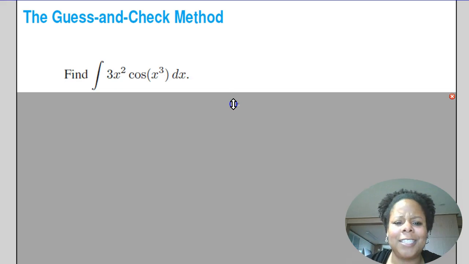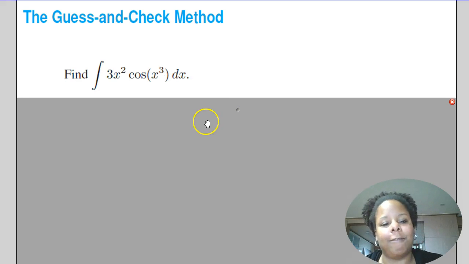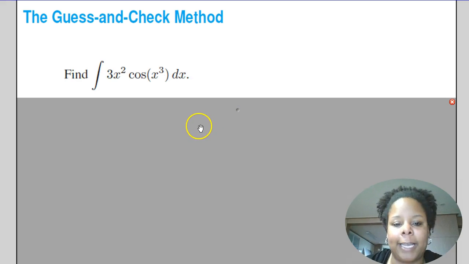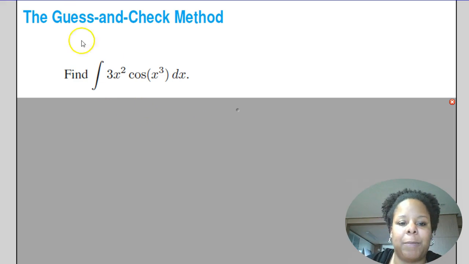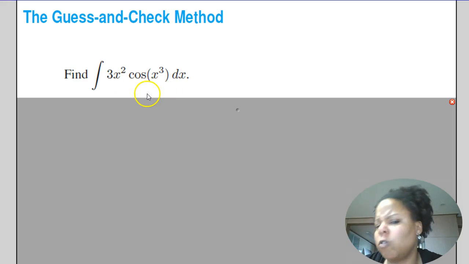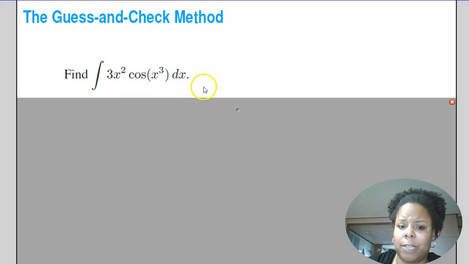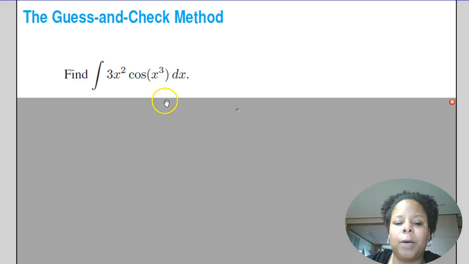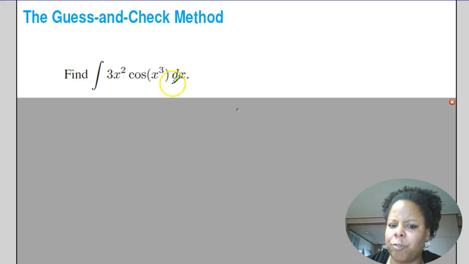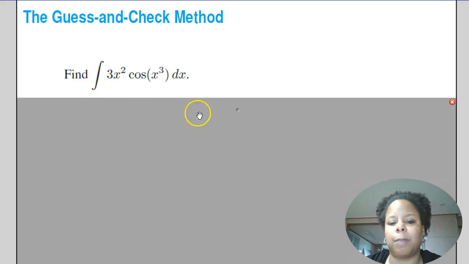Okay. Let's take a look at this problem right here. Off the bat, some of you will say, oh, there's no way I can integrate this. I can maybe integrate the first part, the 3x squared, or I can maybe integrate cosine of x, but not cosine of x cubed. But one of the things you may notice is that the input of cosine is x cubed, and the derivative of x cubed is 3x squared, which is what this is being multiplied by.